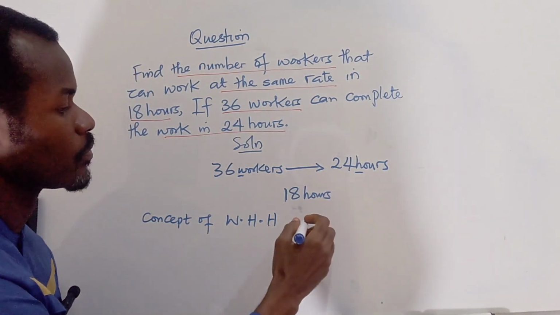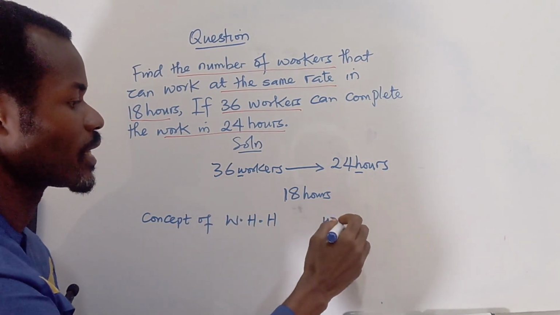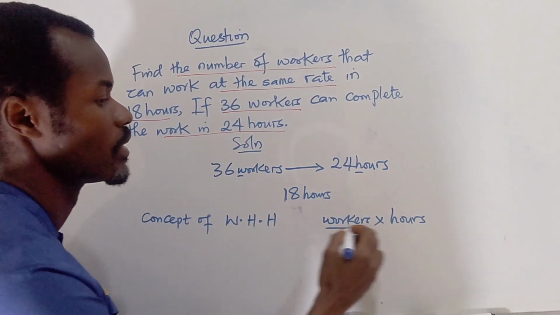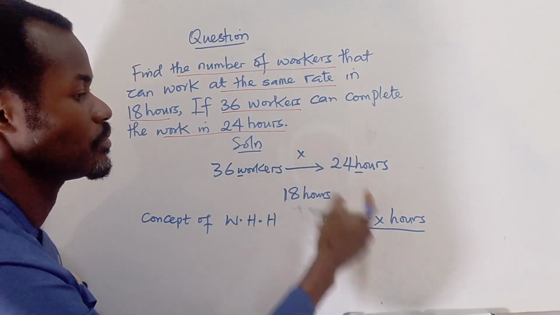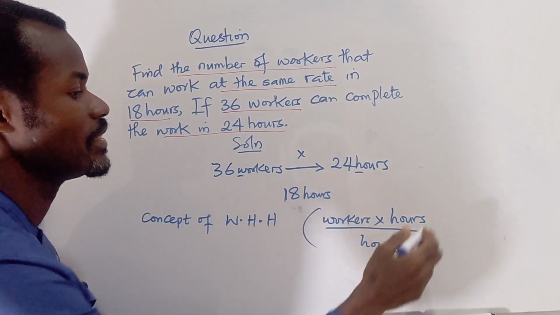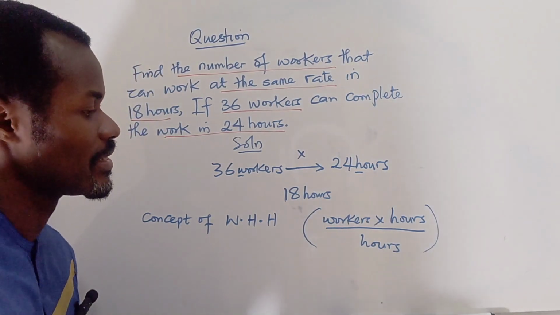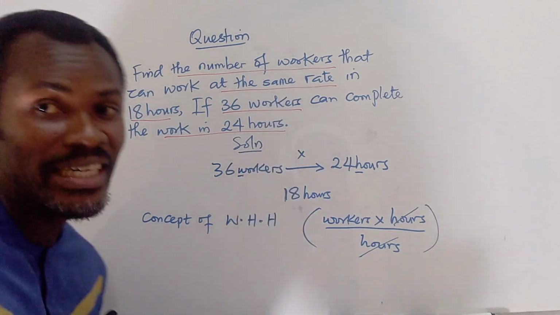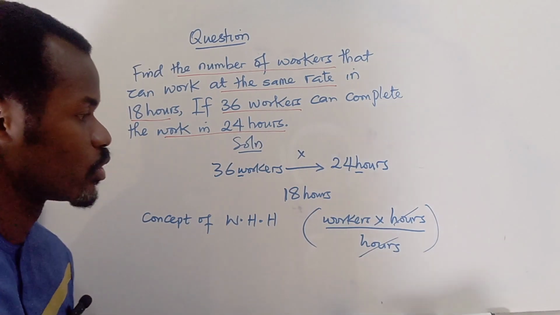Alright, so let's use that. What's the concept of WHH? I'm going to simply say workers, multiply by hours, divide by hours. So this multiplied by this is our first step, then divide by hours. This is the idea with which we are going to solve this problem. The essence is that hours will cancel out hours, so we are left with workers, and the question says we should find the number of workers.